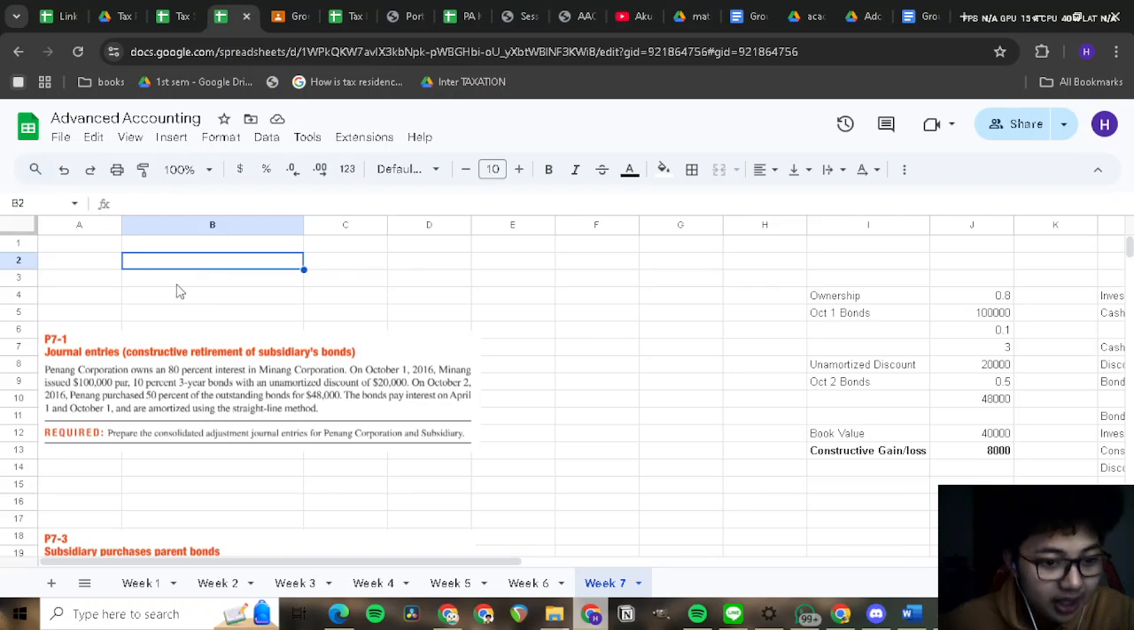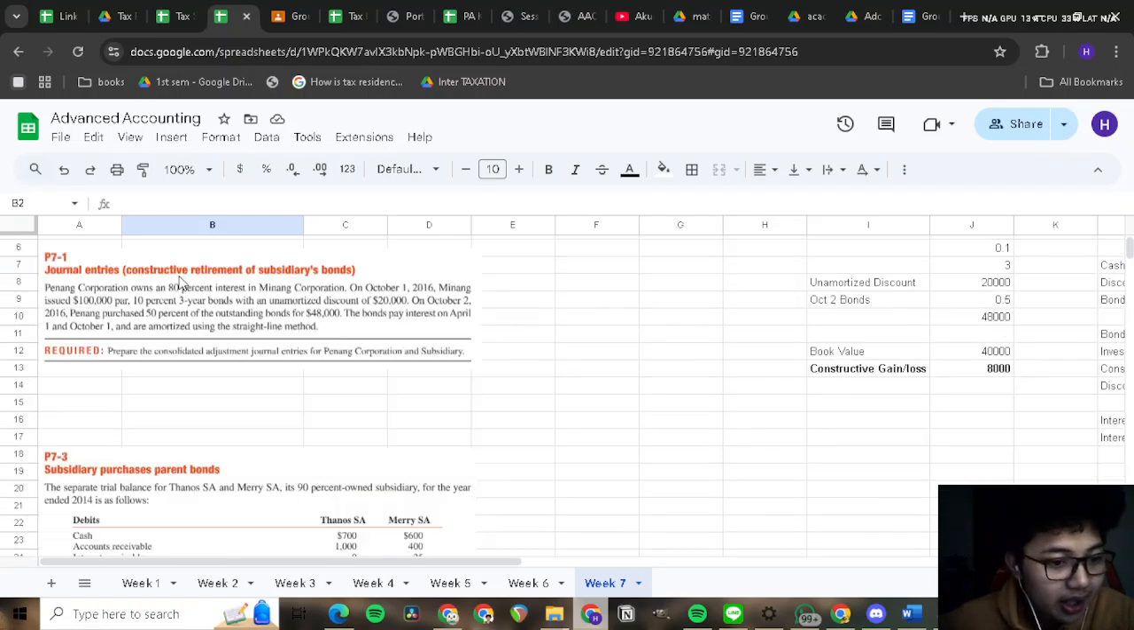First question is about journal entries. So a parent company owns 80% interest in a subsidiary company. I'm just going to say parent and subsidiary instead of the actual names because to me it's much simpler to talk about it that way. Now the subsidiary issued bonds, right? And it has an unamortized discount. We'll talk about that later.